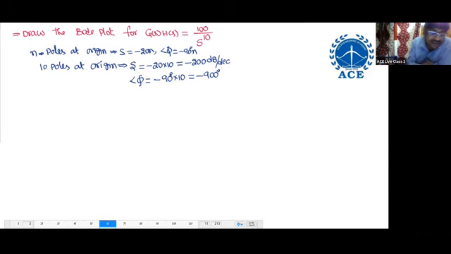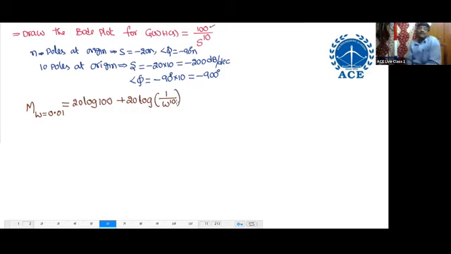Next, for each and every problem you have to calculate the initial magnitude, MI. Compulsorily you have to calculate MI. Where you want to calculate, at 0.01. So come on, 20 log K. What is K here? 100. K is 100 in the numerator. 20 log 100 plus 20 log of 1 by S power 10, means omega power 10. In place of S, put omega. Omega power 10. Then what happened?